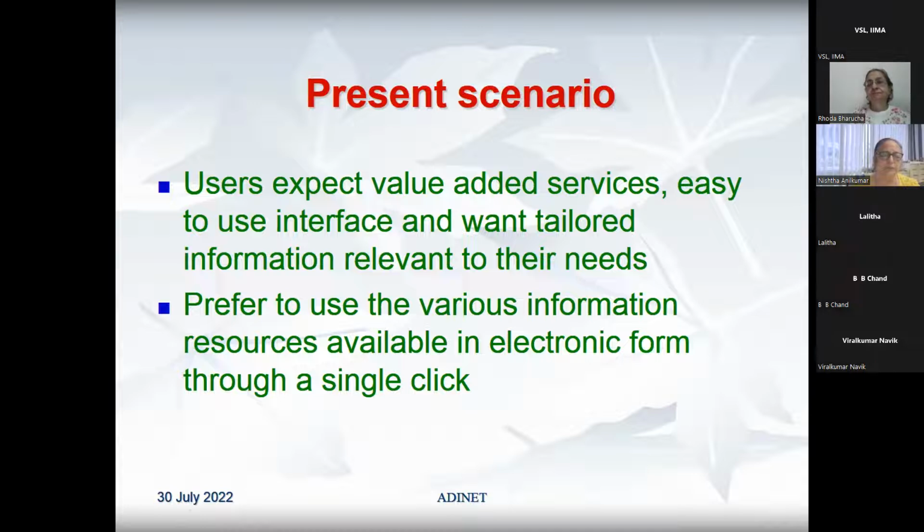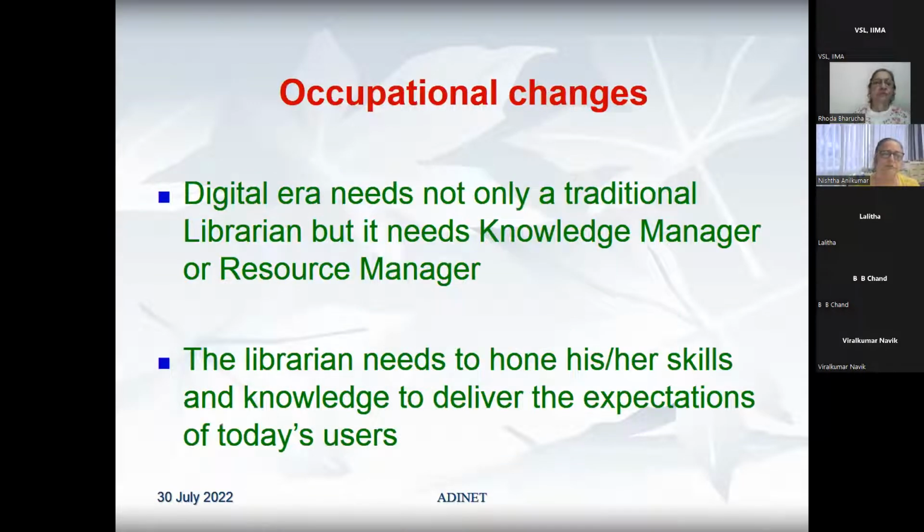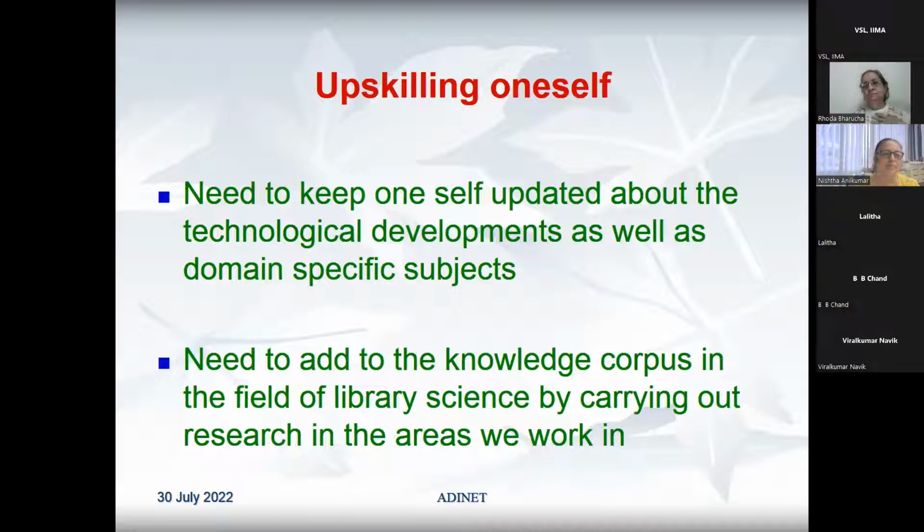Now, to give services to the users, what we need is not only a traditional librarian; we also need to be knowledge librarians or resource managers. And for this, we need to hone our skills and upgrade ourselves first. We should know what is happening in our research, in our subject areas, and only then will we be able to give better services to our users. So for this, we need to upskill ourselves.